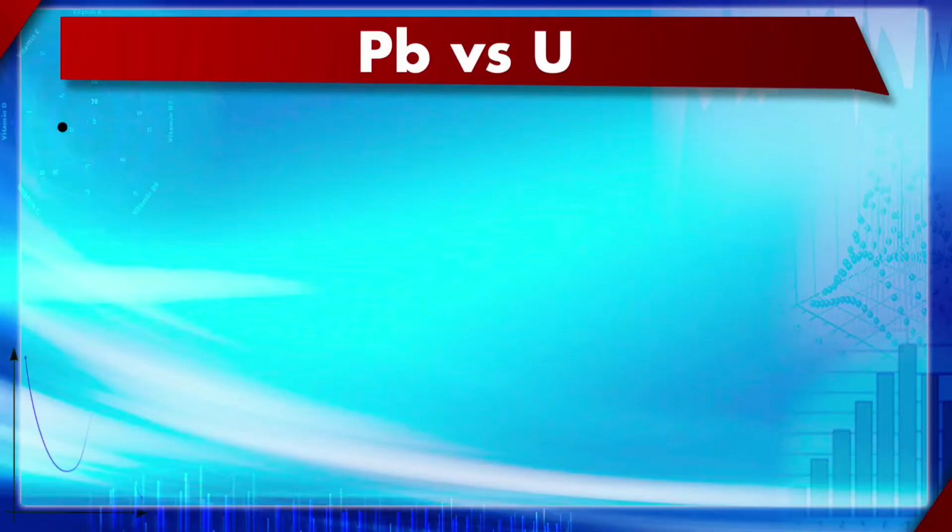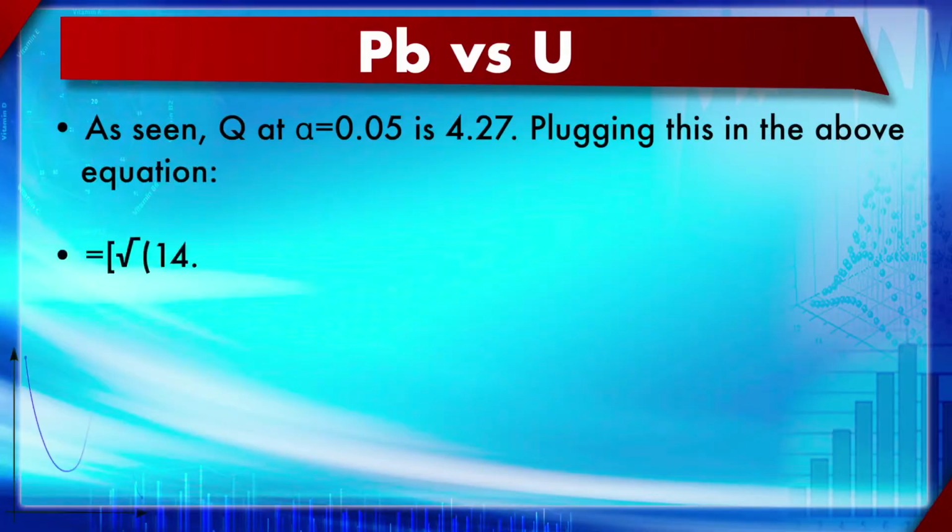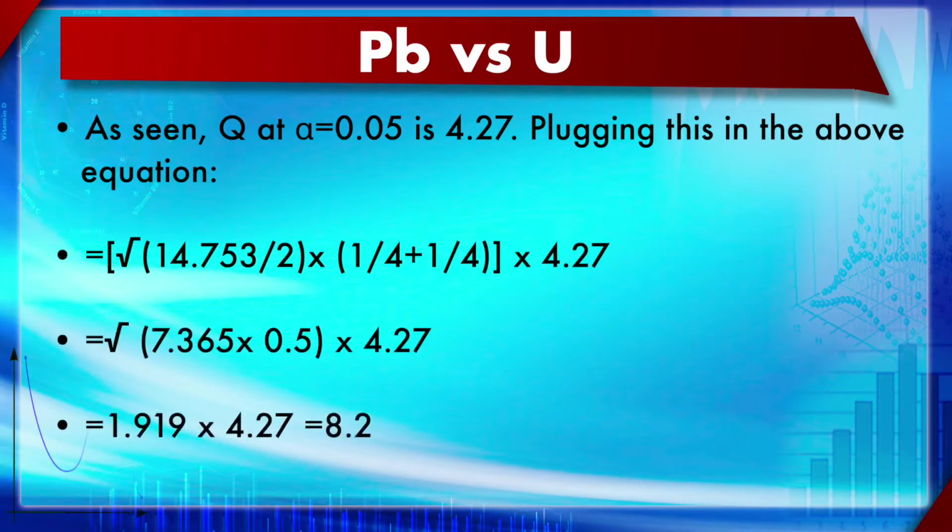So lead versus uranium, going back to the same problem. Here Q at alpha 0.05 is 4.27. Now we have that missing value as well. If you plug into the same equation and solve it, it's going to be 8.2 as the width of the confidence interval. That is the width of the confidence interval after Tukey's HSD correction.